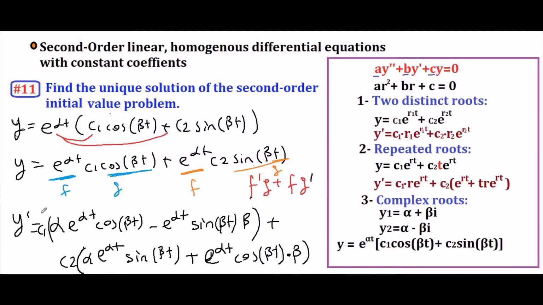If we rearrange and rewrite it here, this is what we obtain from the derivative of the complex roots. Now we have the derivatives of each general solution, so we can start solving our initial value problems.